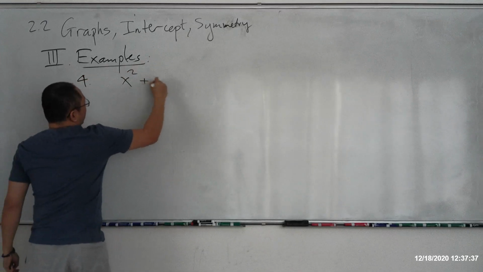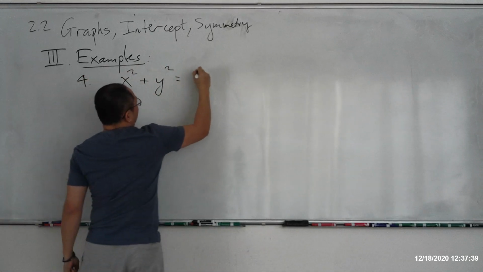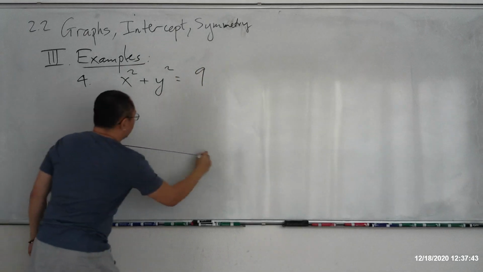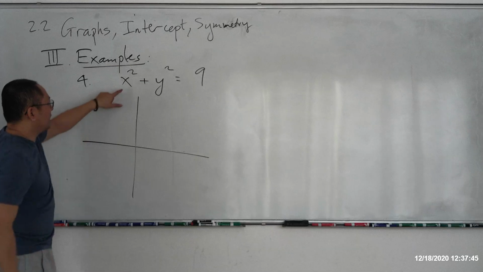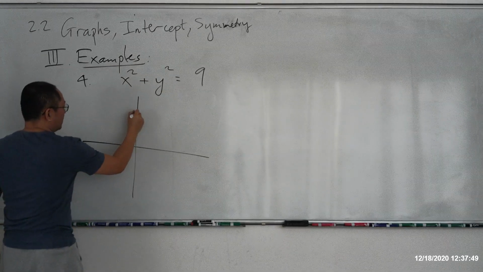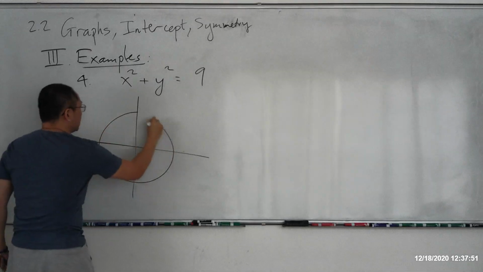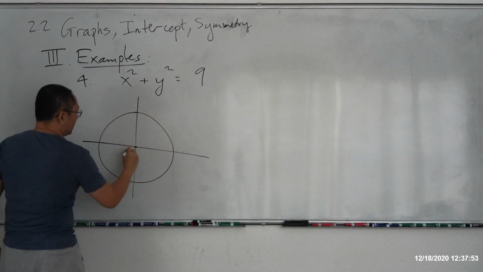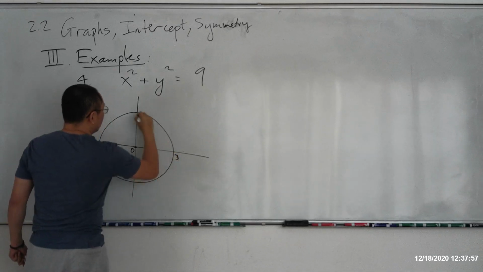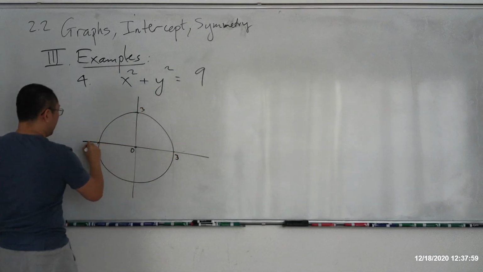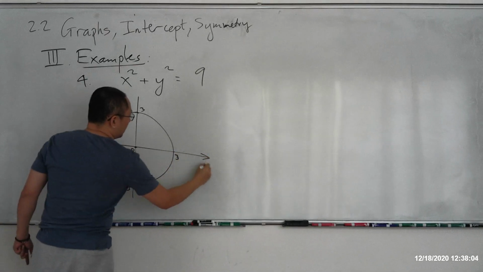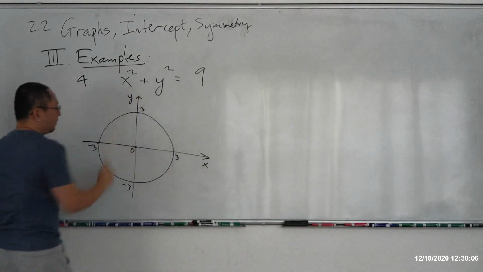X squared plus y squared equal to 9. Guess what? This is a circle, right? Whenever you see an equation like x squared plus y squared equal to some constant number, it's going to be a circle. This is a graph of a circle of radius 3. This is the origin right here, 3 right here, 3 right here, negative 3 right here, and negative 3 right there. Okay? X-axis and the y-axis.